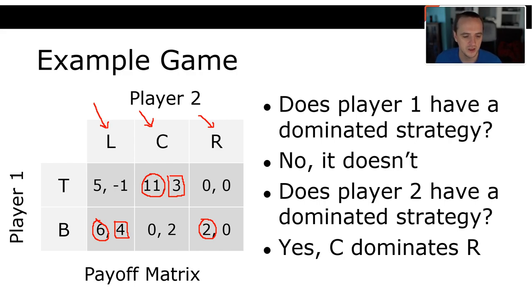So let's reanalyze. If top is chosen by player one, then center does better than right. If bottom is chosen by player one, then center also does better than right. So no matter what player one chooses, center is greater than right in all cases. So yes, player two does have a dominated strategy, and C dominates R for all choices of player one. That's kind of a gotcha. There doesn't have to be a single best strategy for there to also be a dominated strategy. That's the reason I colored these in red, so you have it in the notes.